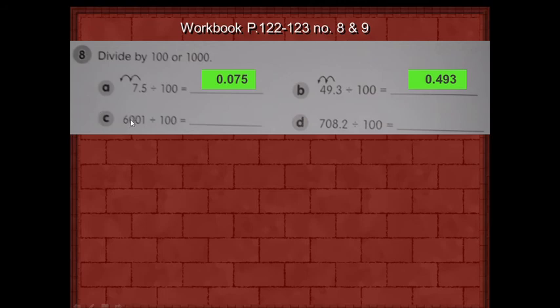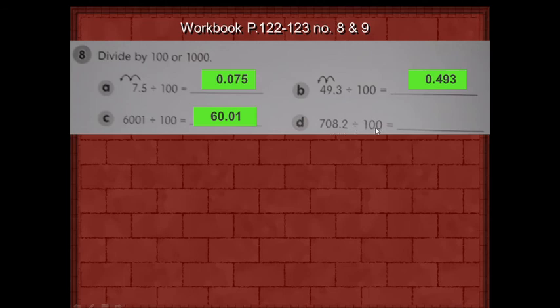8C, 6001 is divided by 100. From this point move to the left 2 times. 1, 2, so the position is between 0 and 0. So what is the answer? 60.01.